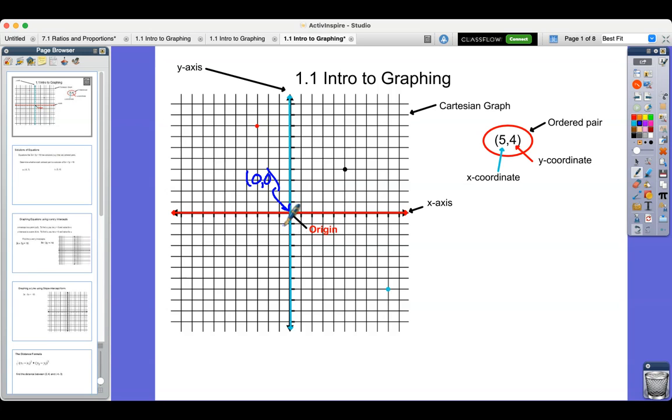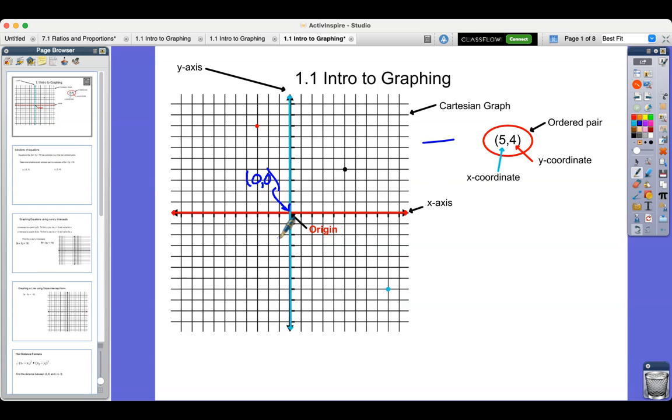Now, everything moves in an XY form. You can move diagonally, but you can move in an X form, which is left to right, or a Y form, which is up and down. Those are the values right here. These are called an ordered pair. An ordered pair has an X coordinate and a Y coordinate. It tells you how far to move from the origin.